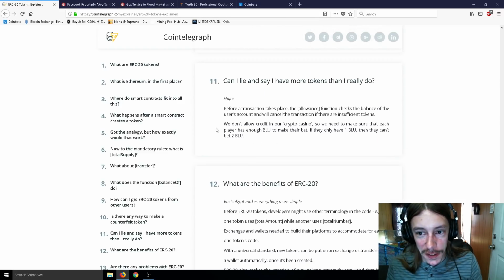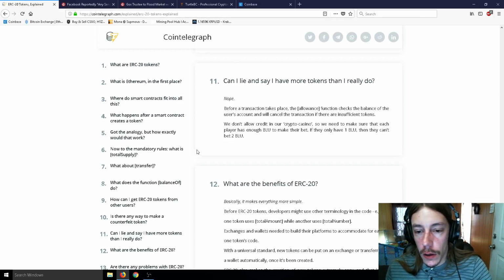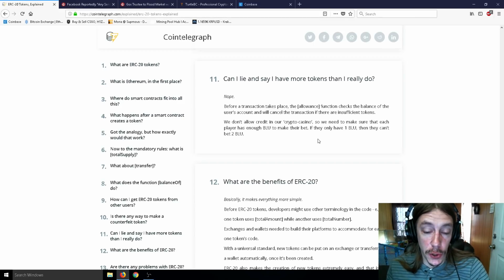So can I lie and say that I have more tokens than I really do? Nope. Before a transaction takes place, the allowance function checks the balance of the user's account and will cancel the transaction if there are insufficient tokens. So we don't allow credit in our crypto casino. We need to make sure that each player has enough blue to make their bet. If they only have 1 blue, then they can't bet 2 blue.